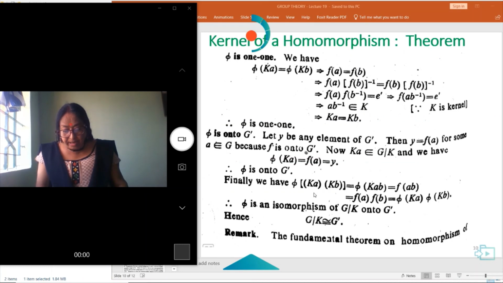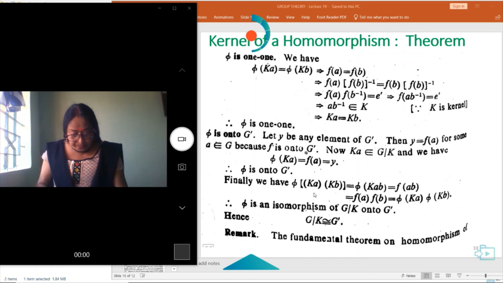Hence phi(Ka · Kb) = phi(Kab) = f(ab) = f(a) f(b) = phi(Ka) phi(Kb). Hence phi is a homomorphism of G onto G'.